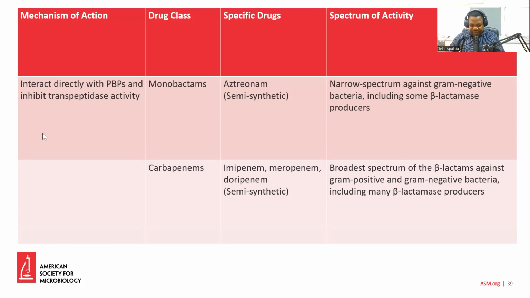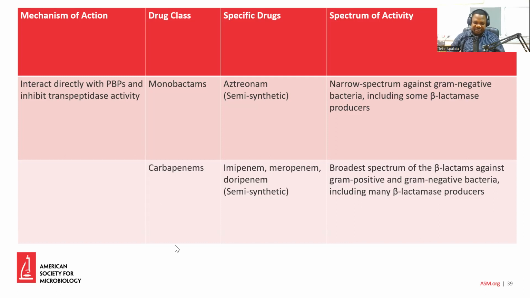Okay, so we continue. Besides the cephalosporins, we also have the monobactams as part of the beta-lactam drugs. The monobactams interact directly with PBP, and they also inhibit the transpeptidase activity. Among the monobactams, we have aztreonam, which is a semi-synthetic drug, and it has a narrow spectrum against gram-negative bacteria, including some beta-lactamase producers.